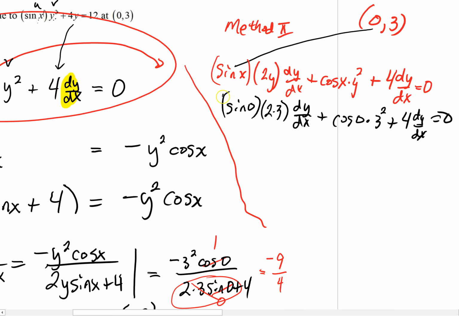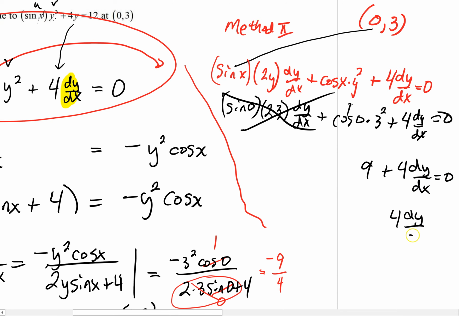What am I getting at? Sine of 0 is 0. That completely goes away. The cosine of 0 is a 1, so we'd have 3 squared, that's a 9. Look at that. We'll just real quickly subtract a 9, divide by 4, and now you can see you'd have the same tangent line slope.